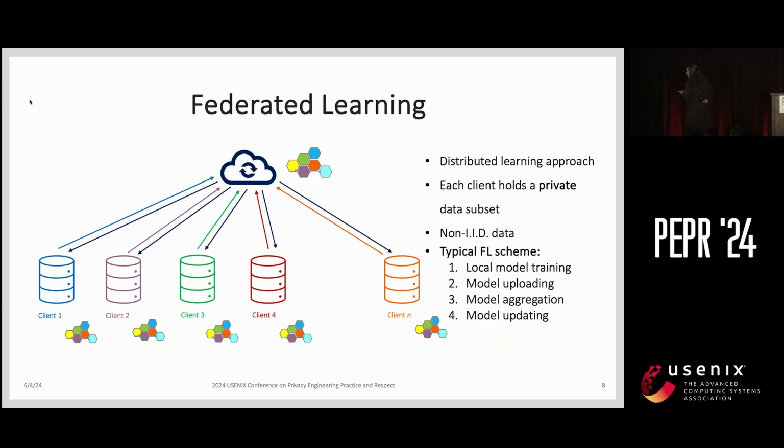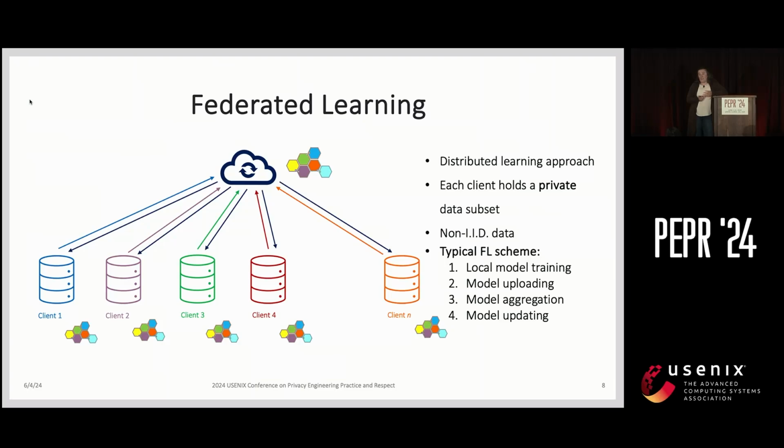A couple of challenges with federated learning. So first thing that we like from the privacy perspective, the data subset held by each client is private. But the data subset also generally isn't IID.